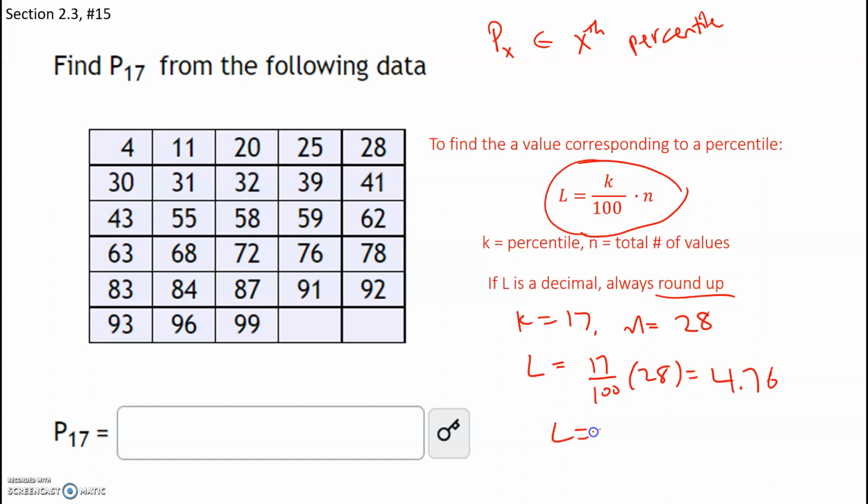So our locator index is going to be 5, which means we're looking for the 5th location. Now remember, your answer isn't equal to 5. Your answer is whatever value is in the 5th location. So our 5th location is 1, 2, 3, 4, 5, 28. So p sub 17 equals 28.